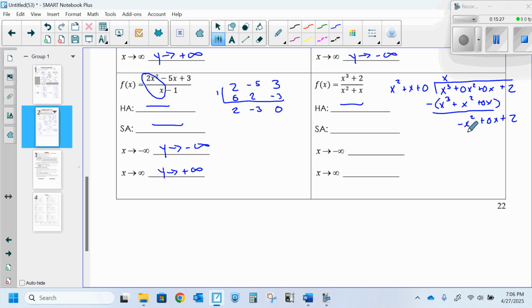X squared times what gives you x squared? Negative 1. Multiply, distribute through. It's supposed to be a minus 1. Draw a line, grab it with parentheses, subtract. Cancels. That's going to be a positive x, and 2 minus a negative 1 is 3. So we have a remainder of x plus 3. So that's good that we have a remainder. That means our slant asymptote is y equals x minus 1. Has a positive slope. So my y is going up. My left side is going down.